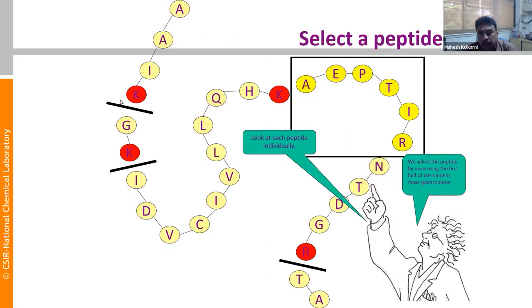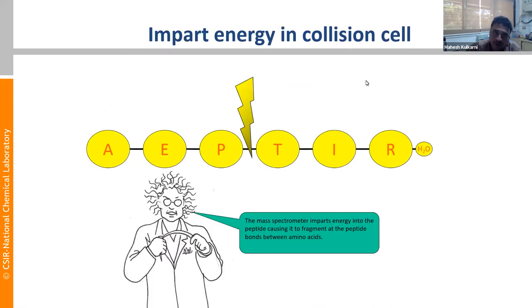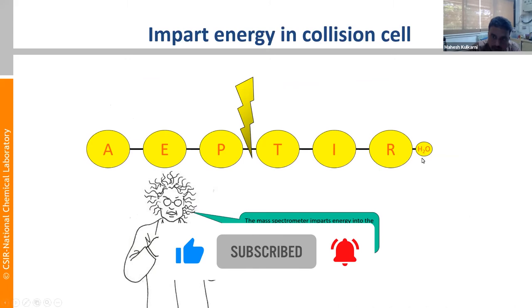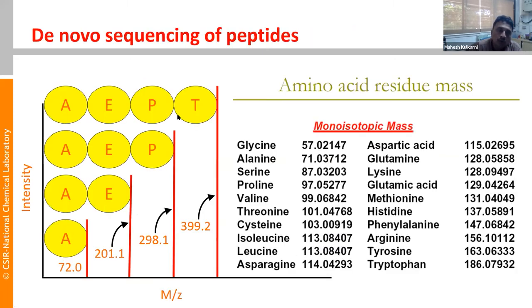So here there's a protein. It has both lysines and arginines. If you use trypsin now, it can cleave at all these possible sites which are marked in red color, lysine or arginine. Here, this person is selecting this particular peptide AEPTR, and this selected peptide is fragmented in a collision chamber by applying collision energy. Now AEPTR gets fragmented into B and Y ions, into fragment ions. So these are the fragment ions formed.